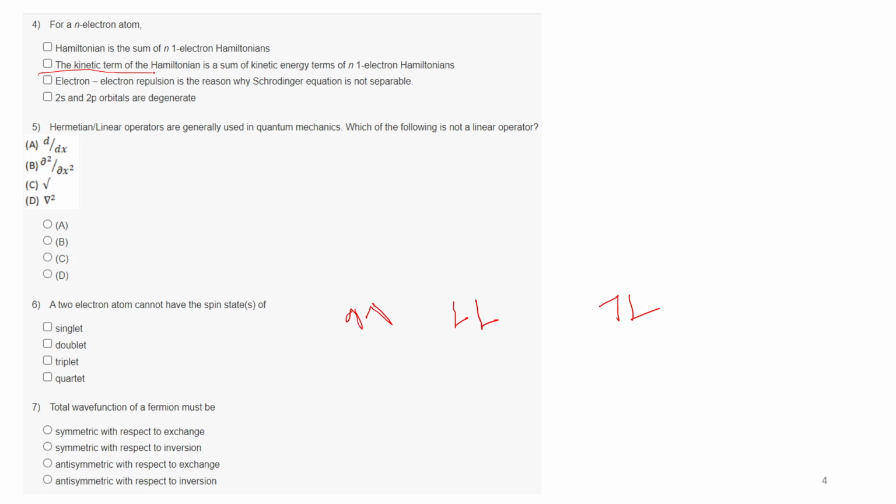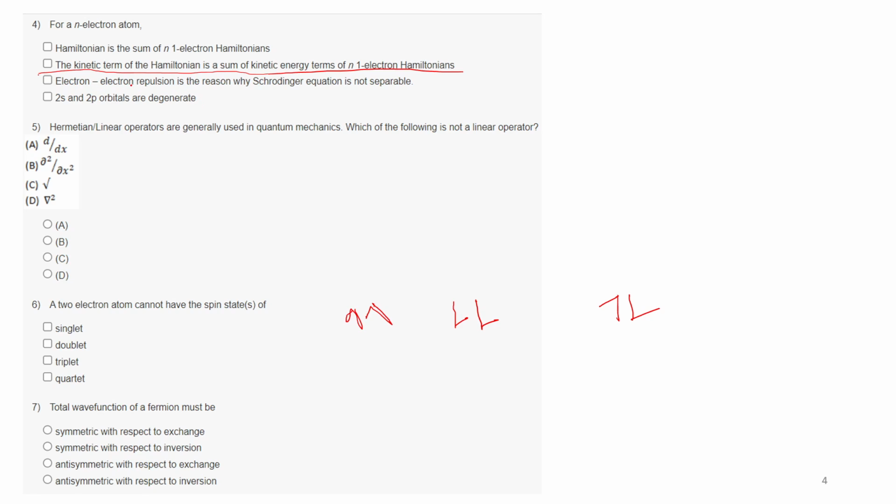The kinetic term of the Hamiltonian is a sum of kinetic energy terms of n one electron Hamiltonians. So what was the exact problem? Let us solve this question again. For an n electron atom, the Hamiltonian is a sum of n one electron Hamiltonians. This is not correct.